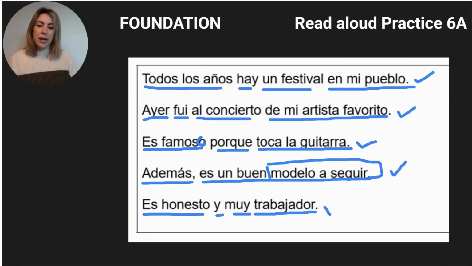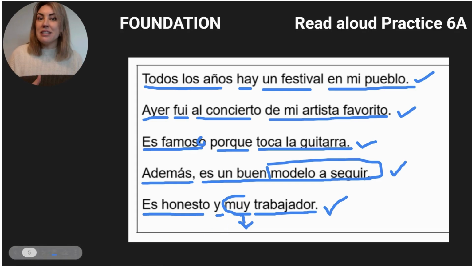Trabajador, hardworking. Now, when you are doing your translation into English, just make sure that little words like muy are also written down into your English translation so that we don't lose any original sense of the original message, okay? And you'll be credited for that.